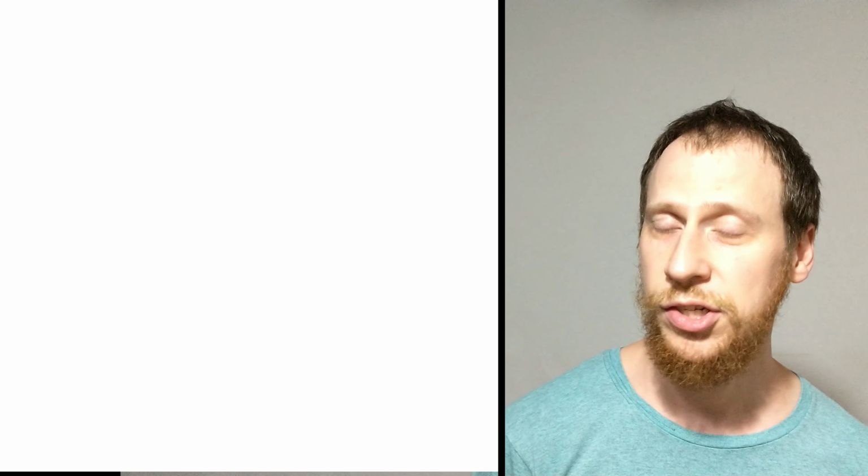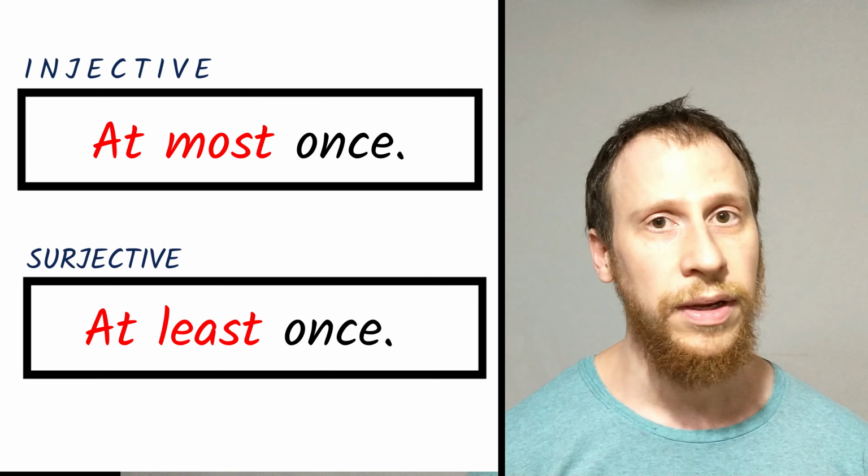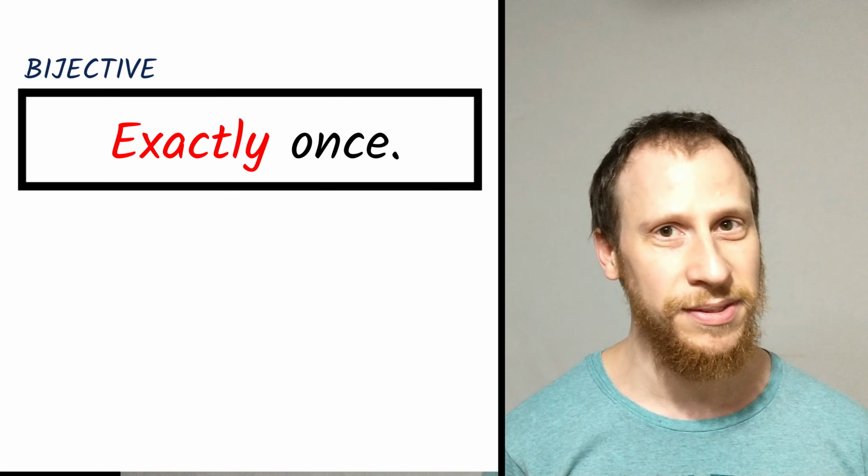The injective functions satisfy that every time we draw a horizontal line over the graph, that line crosses the graph at most once, and the surjective at least once. Since the bijective functions satisfy both conditions, then every time we draw a horizontal line over the graph of a bijective function, that line will cross the graph exactly once. So that's it. Those are the bijective functions.